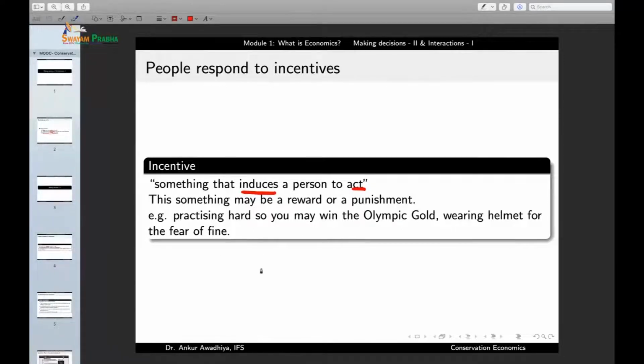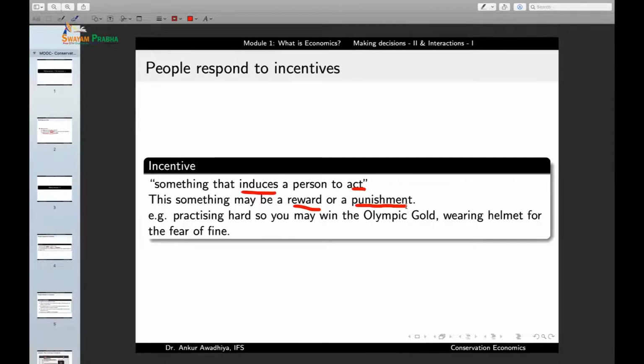So the government does it so that people spend less money or resources on getting cigarettes because cigarettes are bad for health. So the government can use a reward such as a subsidy or a punishment such as excessive taxation to induce people to do something or to refrain from doing something. So incentive is something that induces people to act in certain ways.